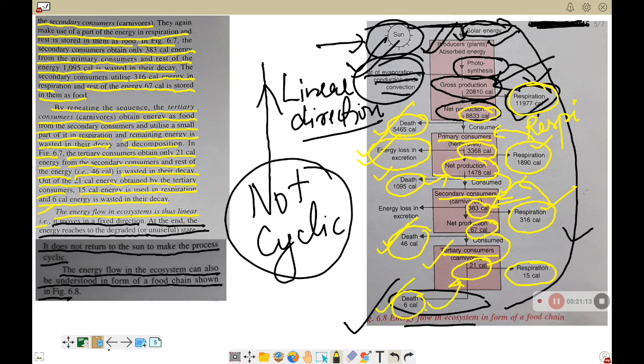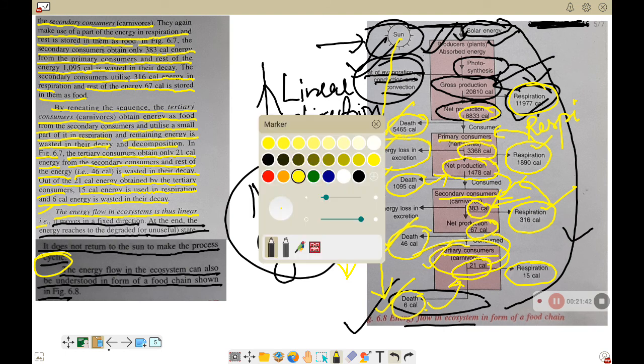So here you see that the energy is coming from the sun, and it is ending up here after the death of the tertiary consumers. So it is unidirectional. It is a single direction, or you can say the flow of energy is linear. It flows in a linear direction. It does not go back to the sun and complete a cyclic process. So it's not a cyclic process. Is that okay? All right.